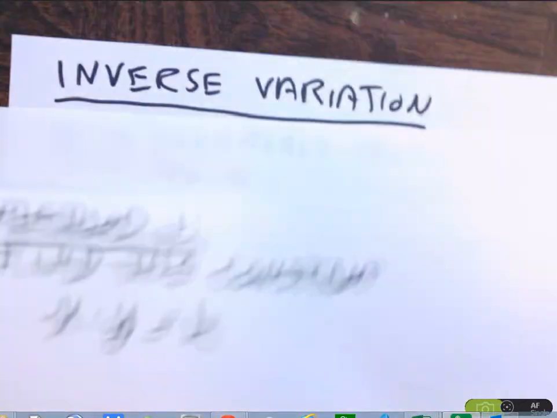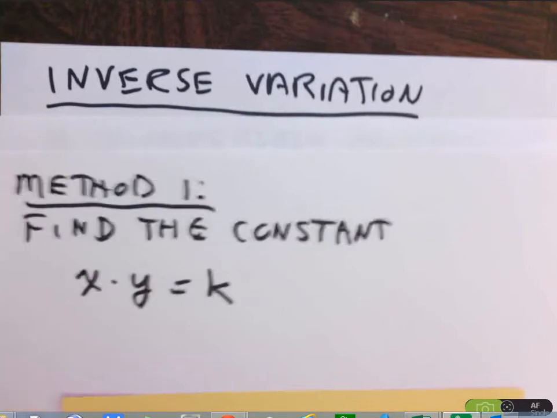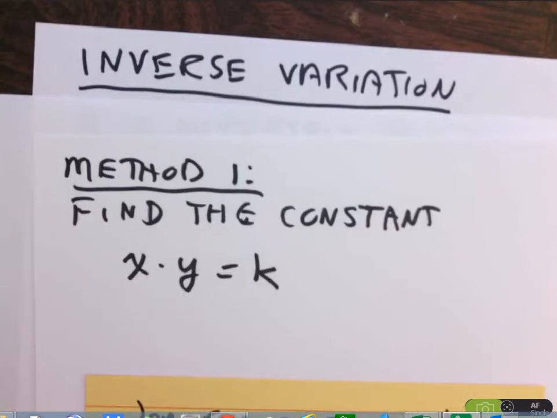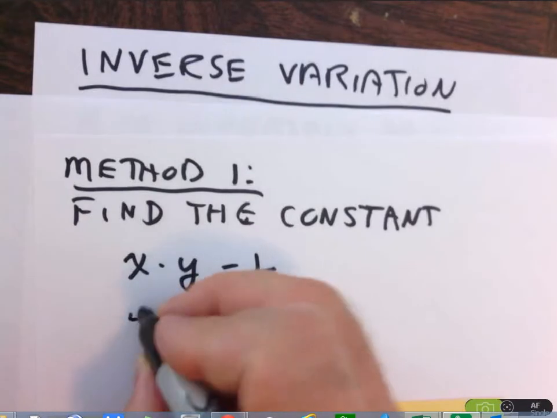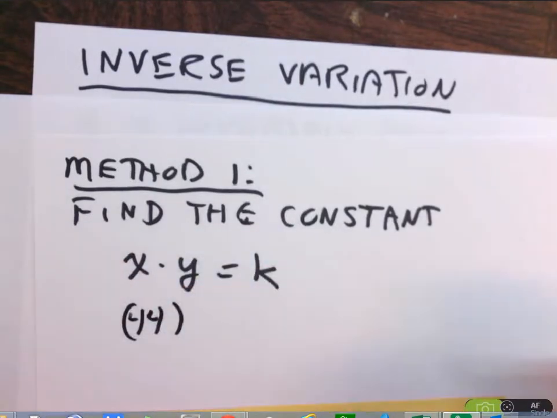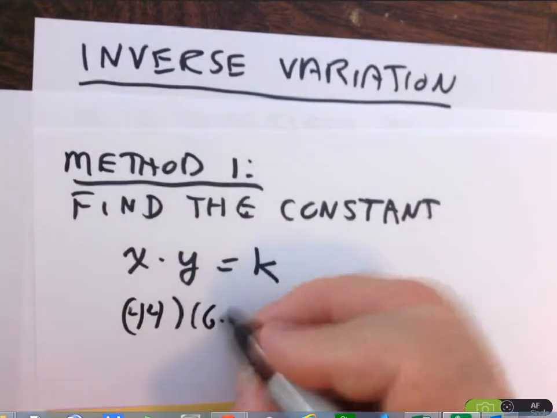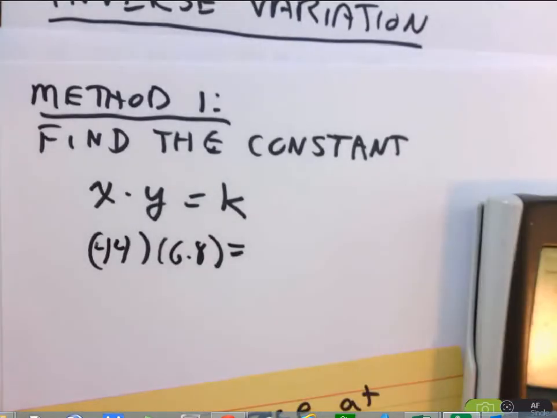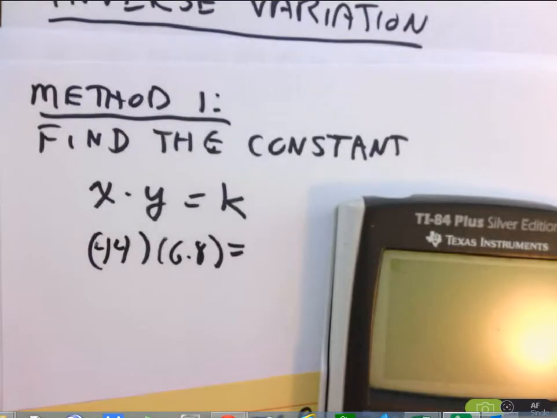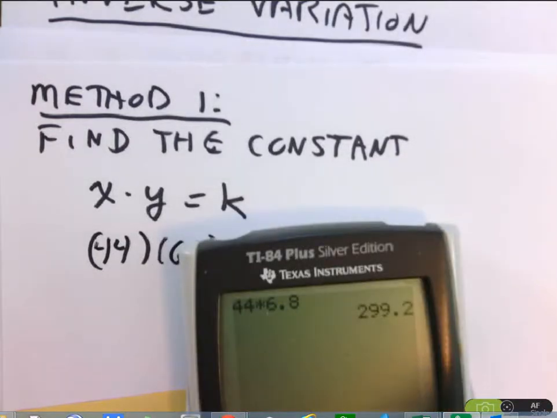Method one is find the constant. Okay? So x represents the time, y represents the speed. And for John, we know both numbers. We know his time was 44 and his speed was 6.8. So we're going to multiply those together to get the k. 44 times 6.8 gives us 299.2.